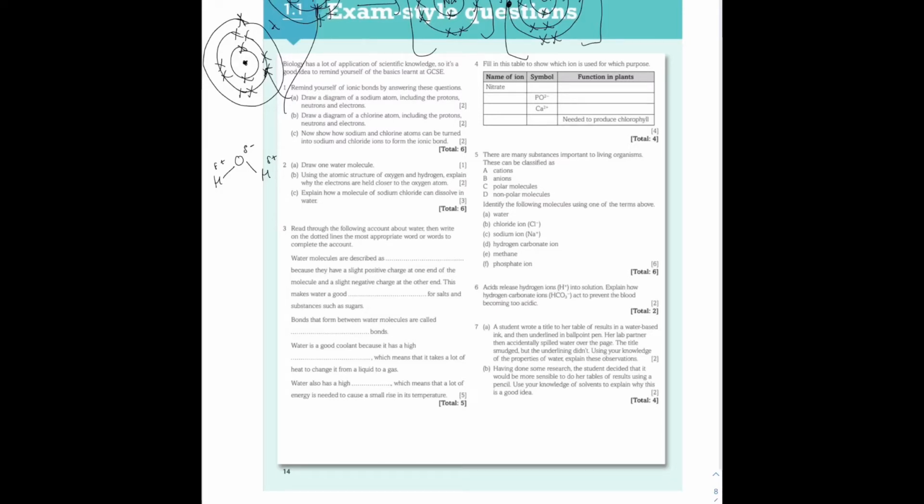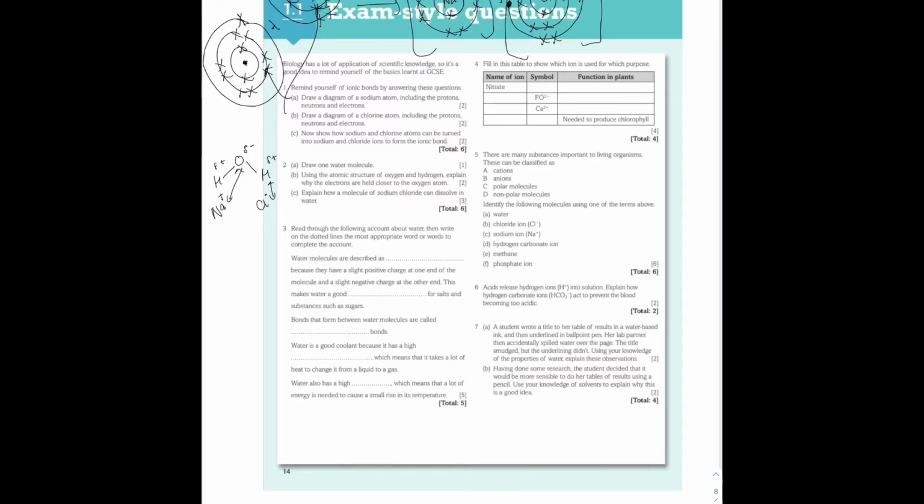Now, explain how a molecule of sodium chloride can dissolve in water. Again, because we know that the polar charges on the water will attract the ionic charges on the sodium chloride. So again, Na plus will be attracted to the oxygen, and so the chloride to the positive hydrogen. And so this will make it easier for the water molecules to dissolve the ionic lattice of the sodium chloride, and so the polar charges will make water an excellent solvent.